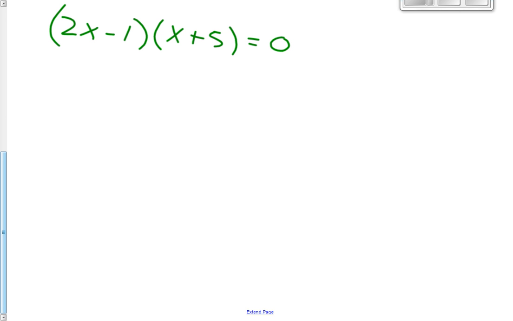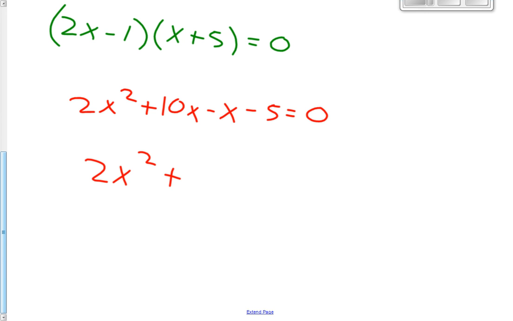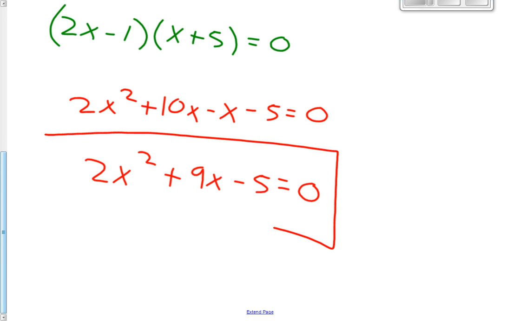So first times the first, 2x squared. Outside term is 10x. Inside term is a negative x. Last term is a negative 5. Combining like terms, 2x squared plus 9x minus 5 equals 0. This is your answer for this one once you get it into standard form of a quadratic equation.